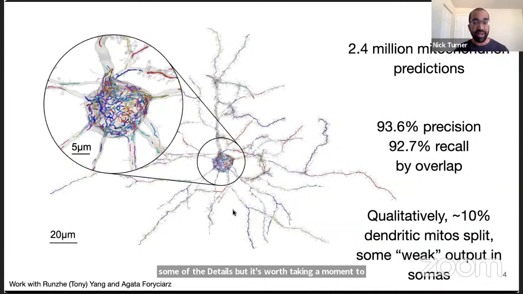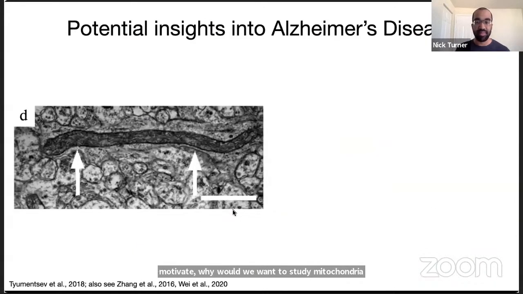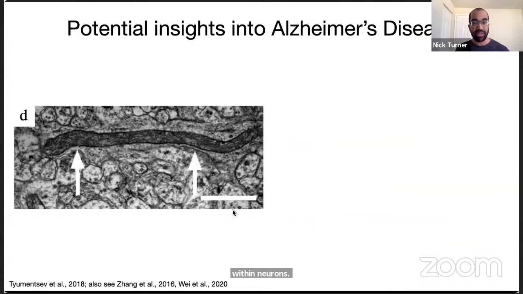Why would we want to study mitochondria within neurons? One reason is that the shapes of mitochondria within neurons seem to relate to mental function. Normal mitochondria taken from the frontal cortex of rats look like the image above, kind of long, roughly cylindrical shapes.